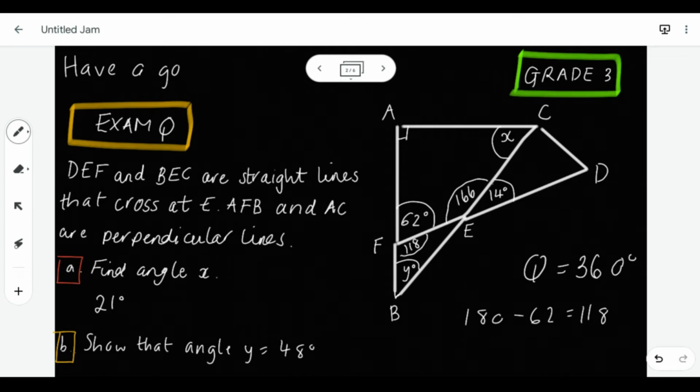This angle here will be 14. Taking that away from 180 should give us an angle of 48 degrees. Sorry, 48.